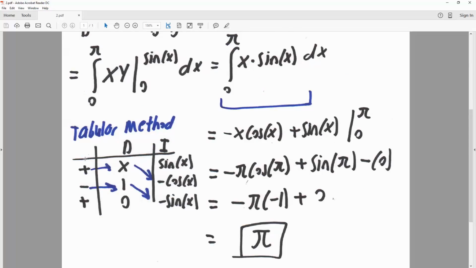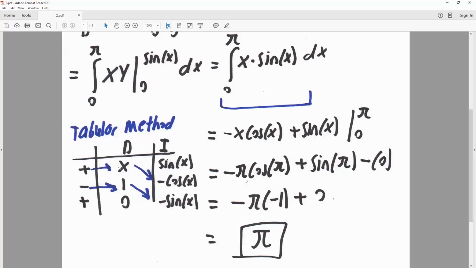With the tabular method, it alternates positive, negative, positive, and we want one of these terms that we can take the derivative of, and it would ultimately reach 0. Sine x would continuously repeat, but x, if we take the derivative of it, would ultimately reach 0. So we would have x, the derivative of x is 1, the derivative of 1 is 0. Now for sine x, we take the integral of it. The integral of sine x would be negative cosine x. The integral of negative cosine x would be negative sine x.